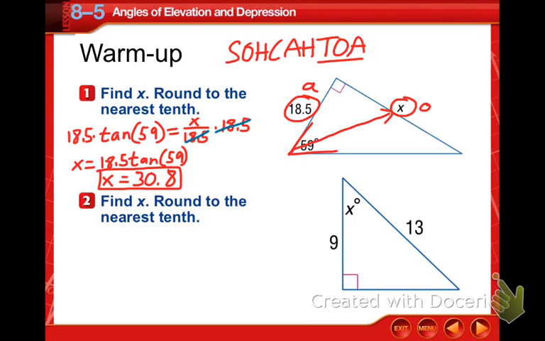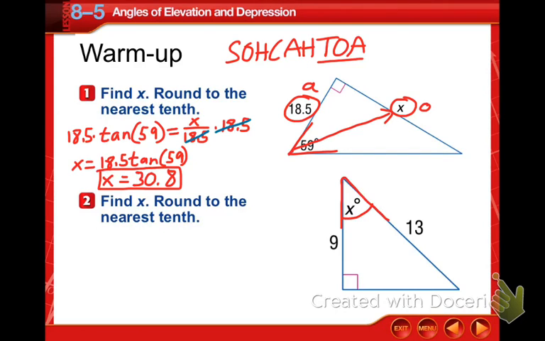Now, for number 2, let's look here again, figure out what we are given and what we're trying to find. So here our x is our angle. We don't know what our angle is, so that means we're going to use our inverse tangent, cosine, sine, one of those three.